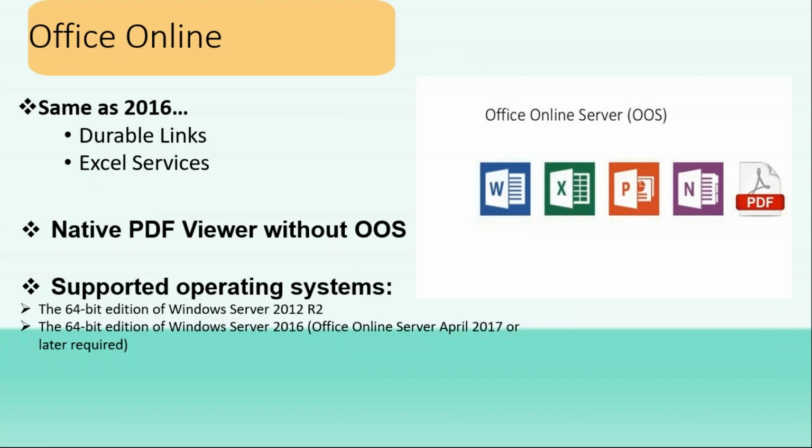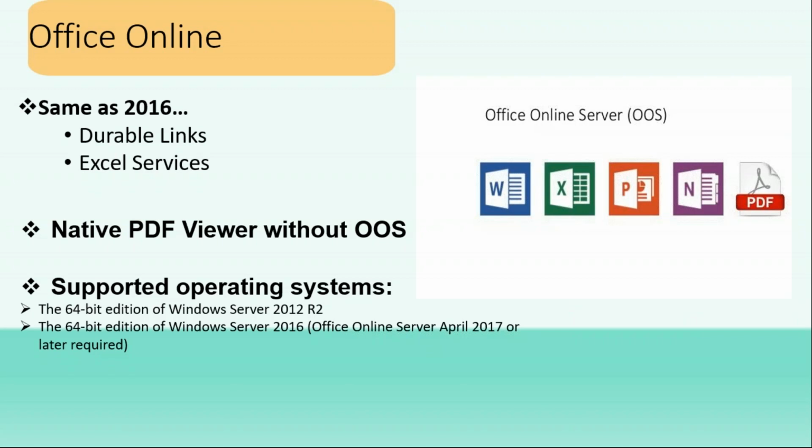Office Online, there is nothing different here as well, because in 2013 we said Office Web App Server. In 2016 Microsoft said, okay, we are introducing a new product called Office Online Server, but in SharePoint Server 2019 there is nothing new as such. We are still using Office Online only. So if you want to take advantage of the Excel web app, the PowerPoint web app and all those cool functionalities, you're going to install Office Online Server, and there is no new product for that yet. So you have the durable links, Excel services, and things of that sort. And you have the native PDF viewer without OOS.